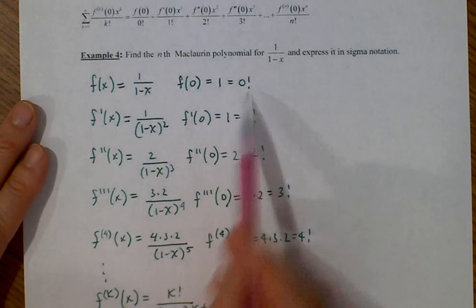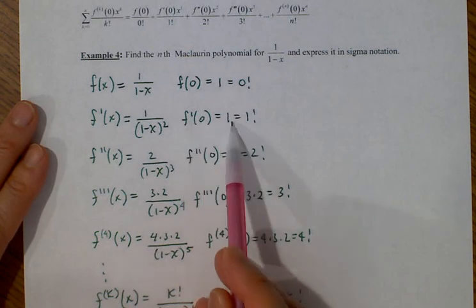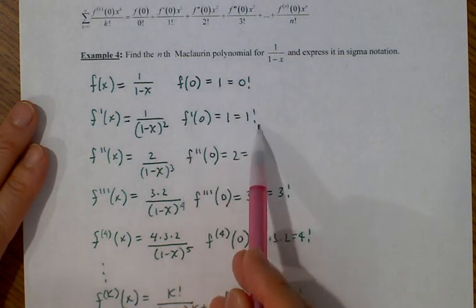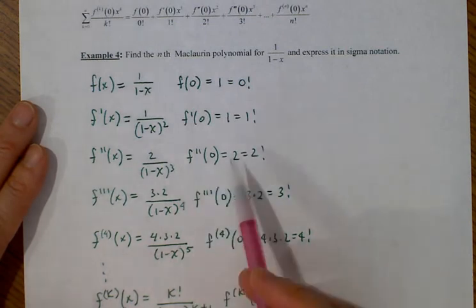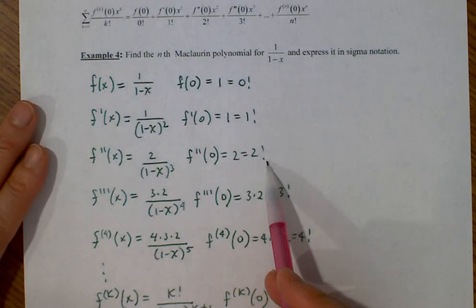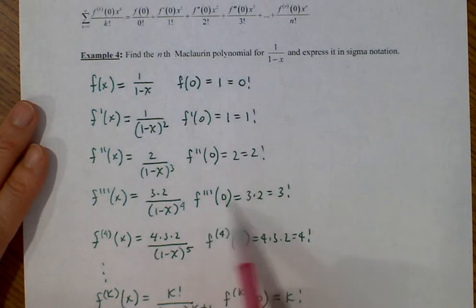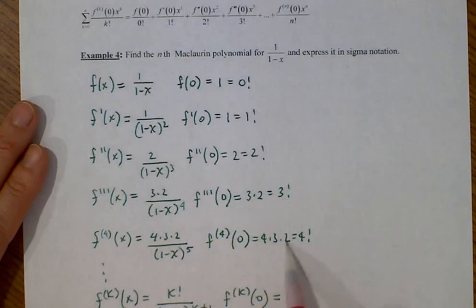So now when I evaluate it at 0, f of 0 is equal to 1, which is equivalent to 0 factorial. F prime of 0 is equal to 1, which is the same as 1 factorial. F double prime of 0 is equal to 2, which is equal to 2 factorial. F triple prime of 0 is equal to 3 times 2 and that's equal to 3 factorial. And the fourth derivative of 0 is equal to 4 times 3 times 2, which is equal to 4 factorial.